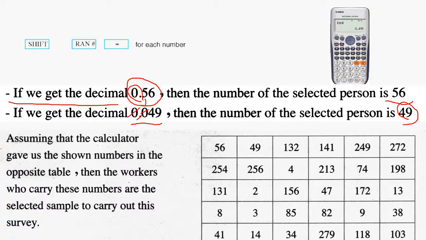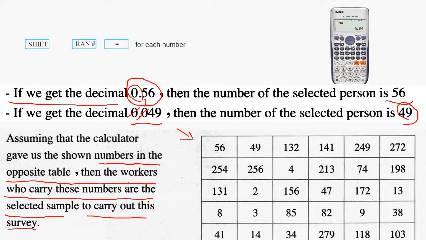In our example here, assuming that the calculator gave us the numbers shown in the opposite table, then the workers who carry those numbers are the selected sample to carry out this survey. So this table is our sample, and we are done here with this example.